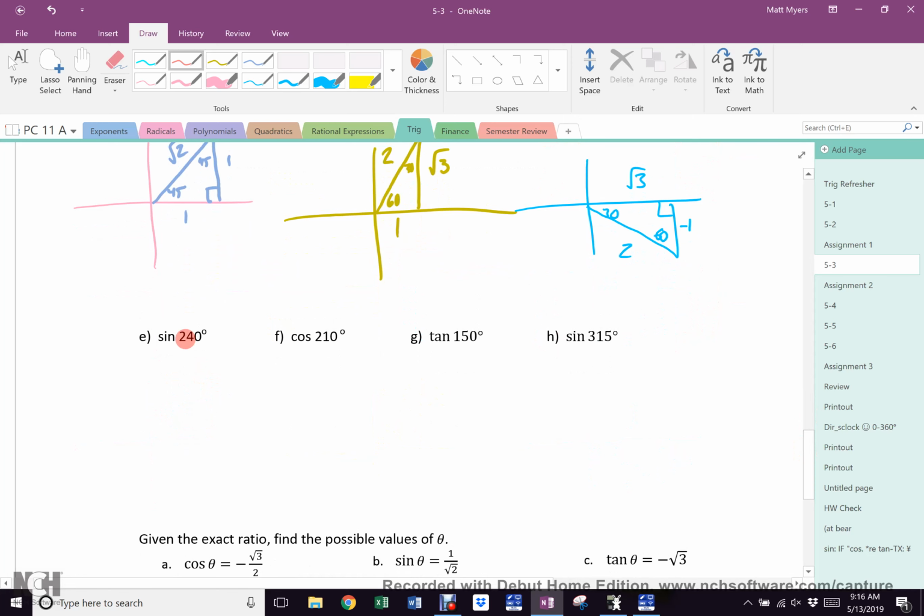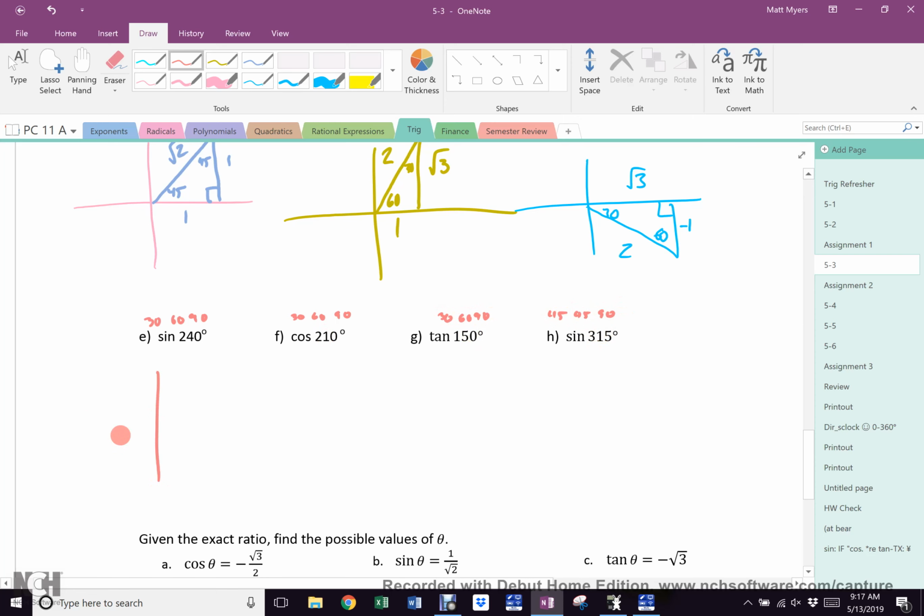So, 240, is that going to be a 30-60-90 or a 45-45-90? That's going to be a 30-60-90. What about 210? 30-60-90. Why? We'll talk about that in a sec. What about 150? 30-60-90. What about 315? Pardon? No. That's a 45.